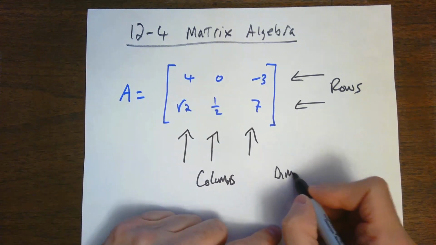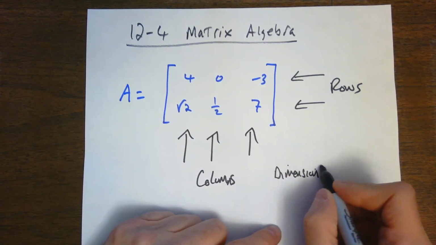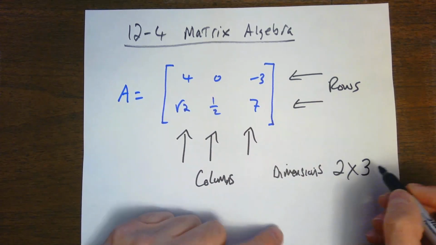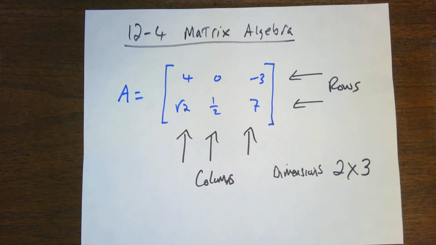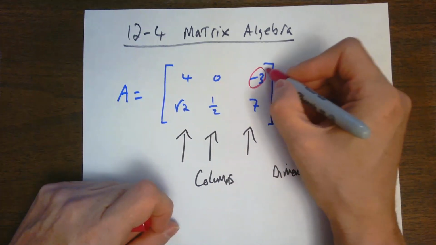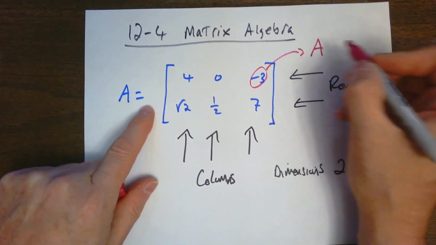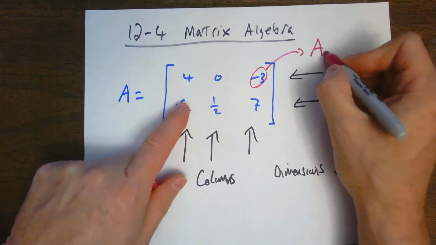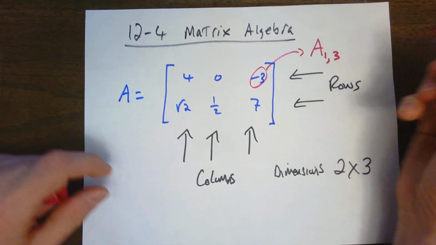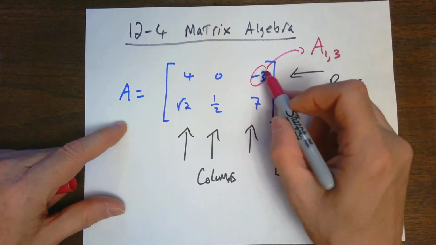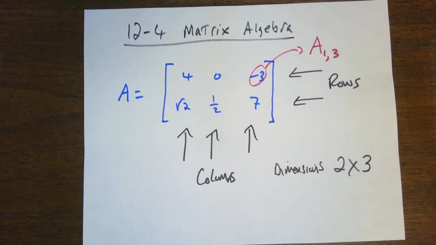The dimensions of this matrix are the number of rows by the number of columns. So this would be a 2 by 3, and that's how we'll refer to it, as a 2 by 3 matrix. Each one of the numbers inside is an entry and can be designated by the name of the matrix and then the row that it's in, comma, the column that it's in. So the negative 3 is in matrix A, row 1, column 3. That's the entry there.